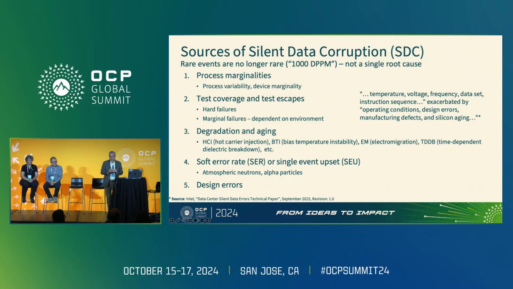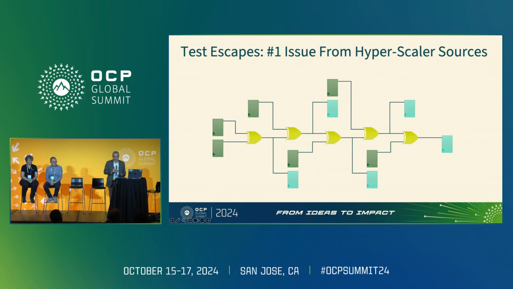If you look at the quote on the right-hand side of the slide, you can see that the silent data corruption issue happens because of temperature, voltage, frequency, data set, instruction sequence, exacerbated by some operating conditions, design errors, et cetera. Anyway, a pretty complicated corner case. And you might be wondering, well, gee, if you tested it and shipped it to me, why is it still broken? Well, let me keep going. Here's the number one issue of test escapes.